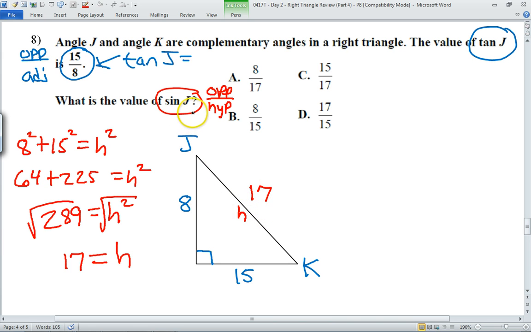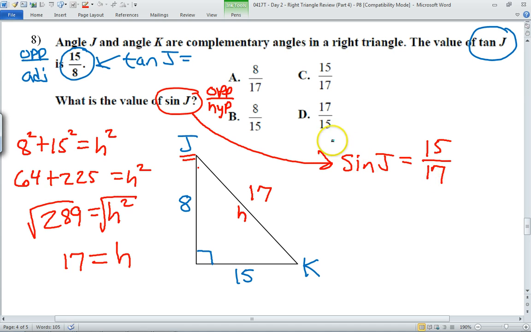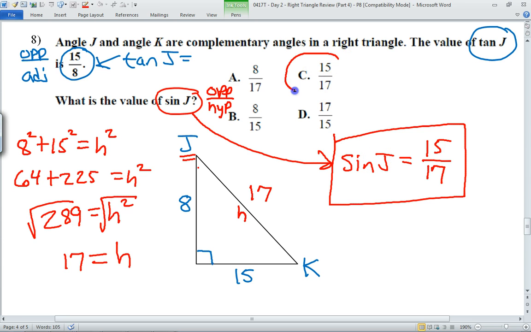So, back to finding the sine of angle J. The sine is always going to be opposite over hypotenuse. So, looking at angle J, opposite is 15. And of course, the hypotenuse we just found was 17. So, the sine of angle J is 15 over 17. That's why the answer to this question is C.